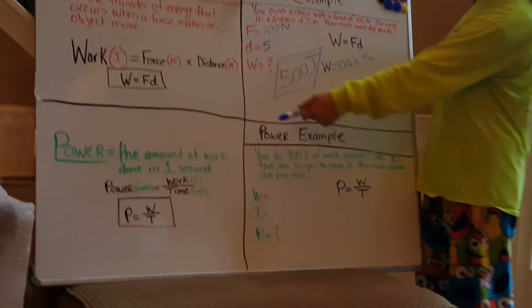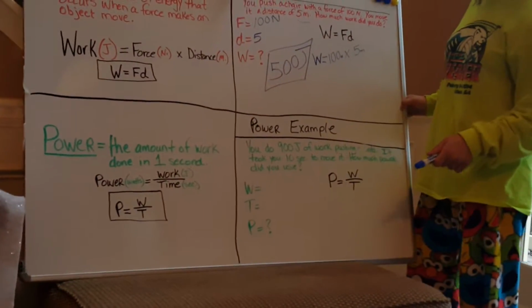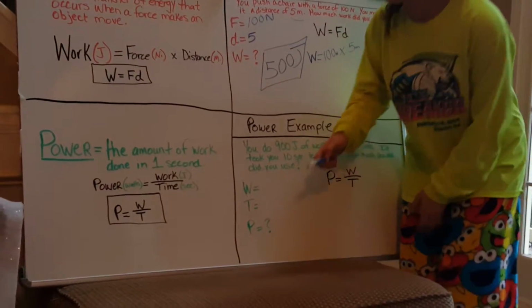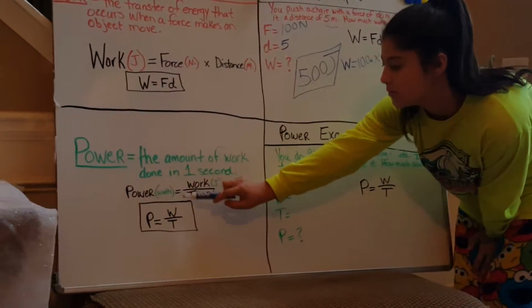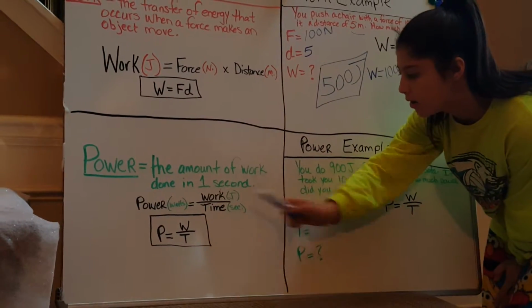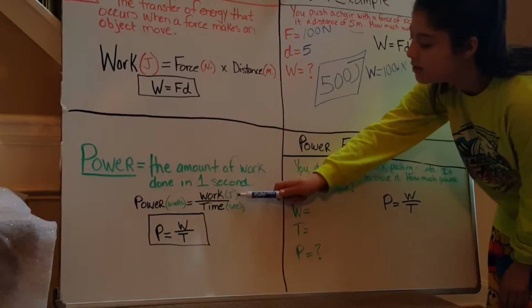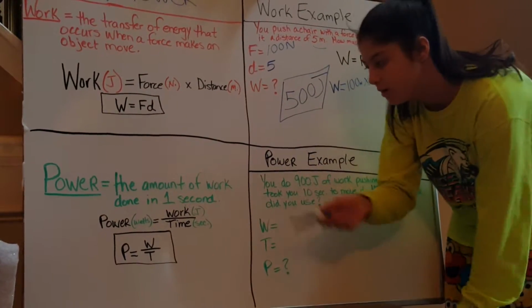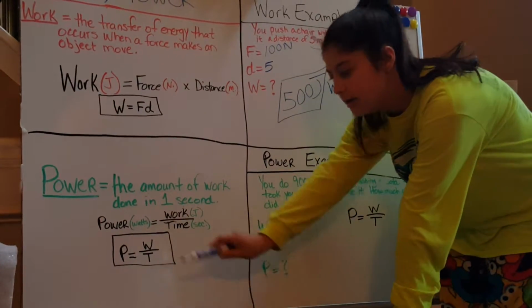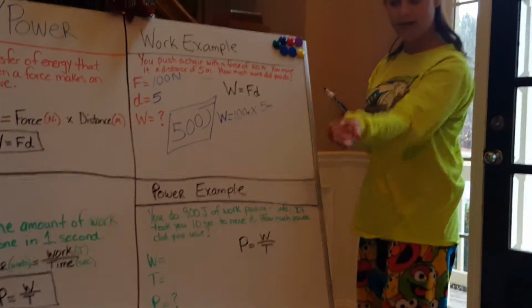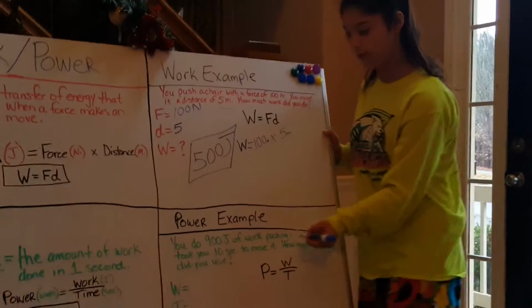Moving on to power. What is power? The amount of work done in 1 second. And then the unit for power is watts, and the equation is work over time. Work, since we've already done that, is in joules, and time is measured in seconds. Our equation is P equals W over T, just to shorten it up, and I just got some color on my hand, but we lived through it.